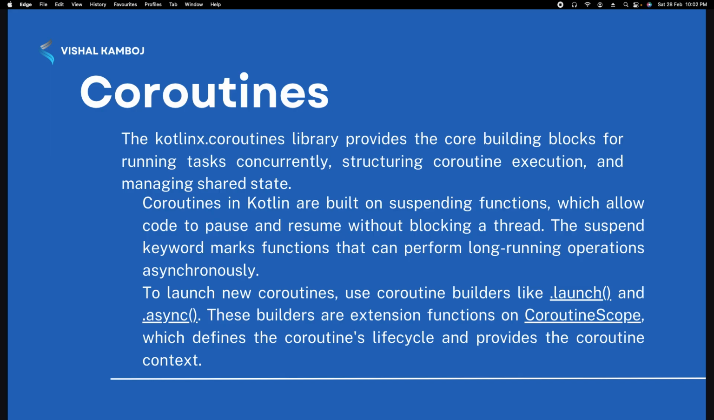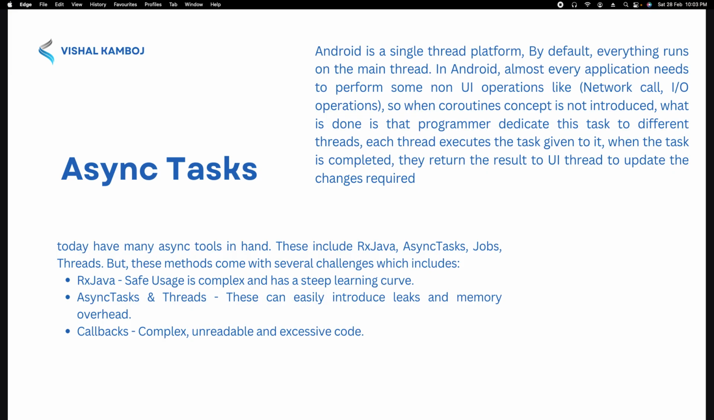So coroutines in Kotlin are built on suspending functions, which allow code to pause and resume without blocking the thread. That is the most important line: allow code to pause and resume. And the suspend keyword marks the functions that can perform long-running operations asynchronously. Okay, so that's a very simple step, we can use it.